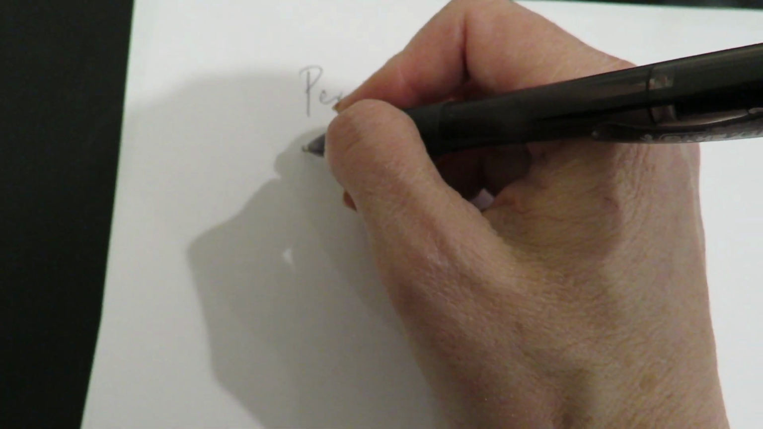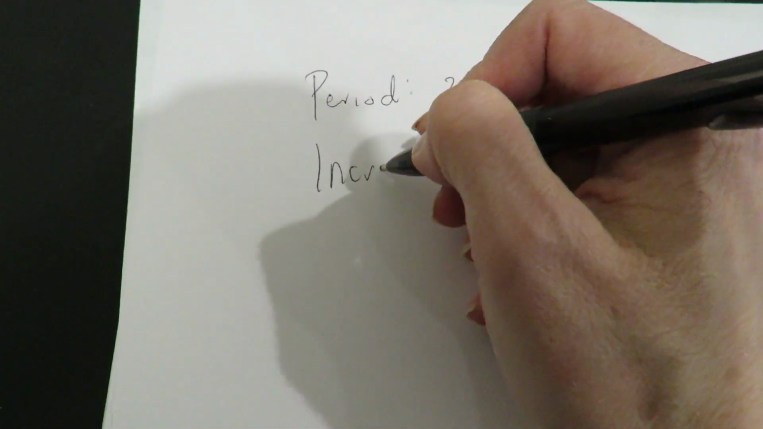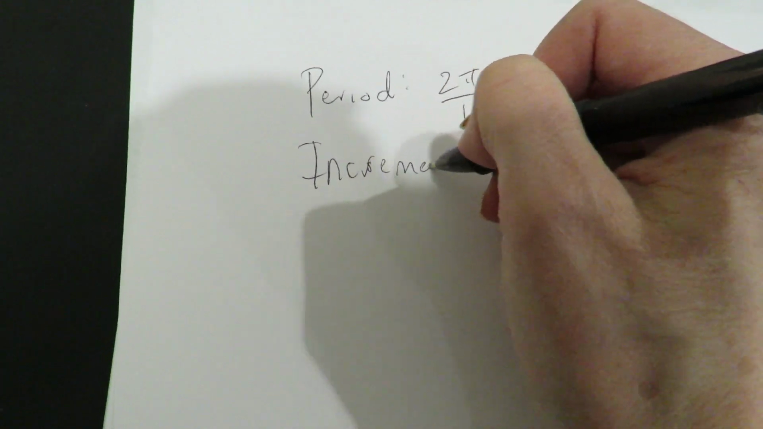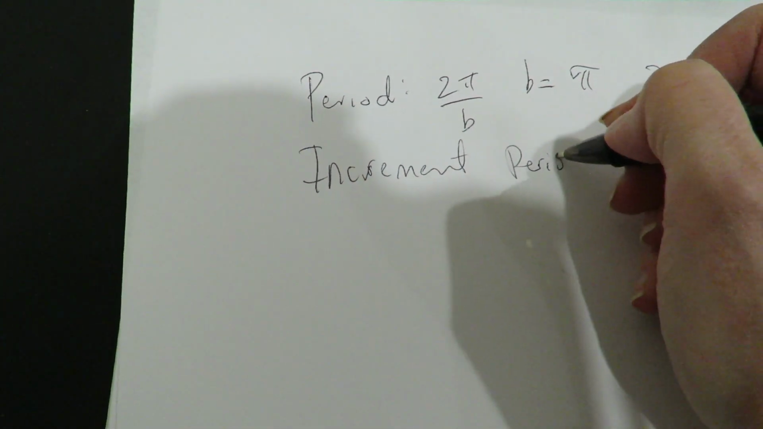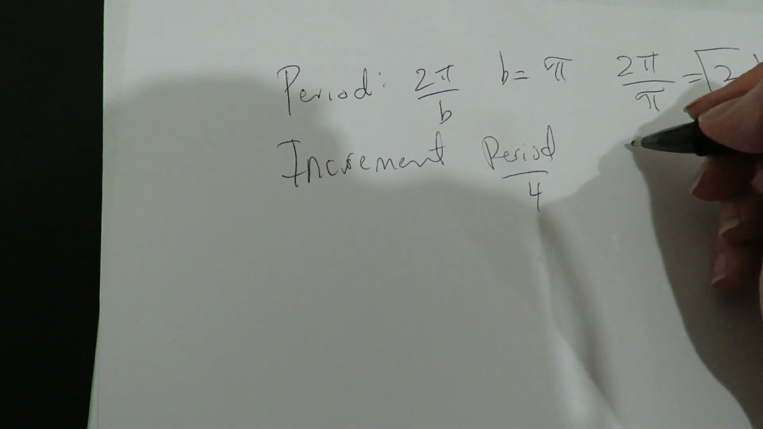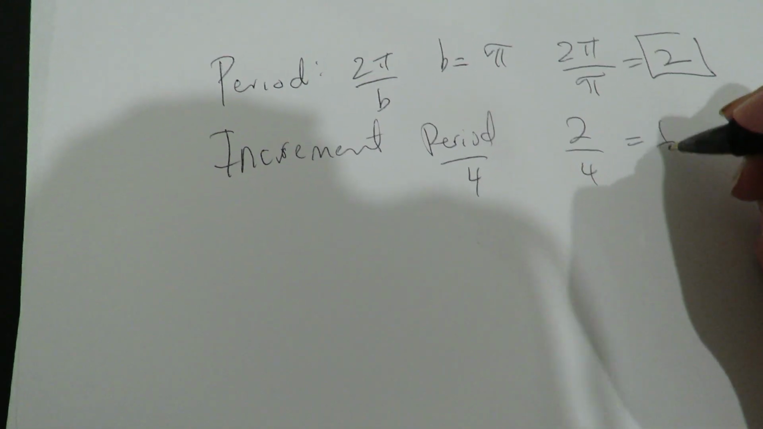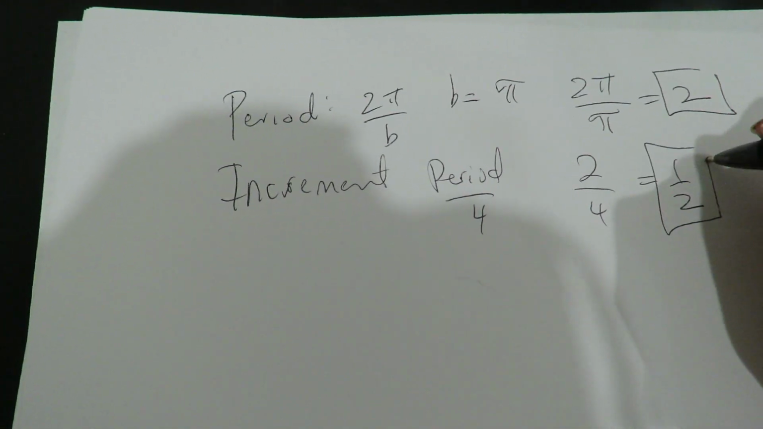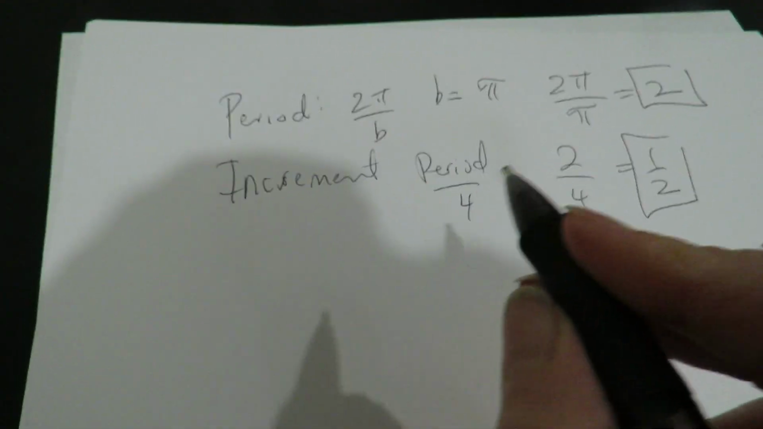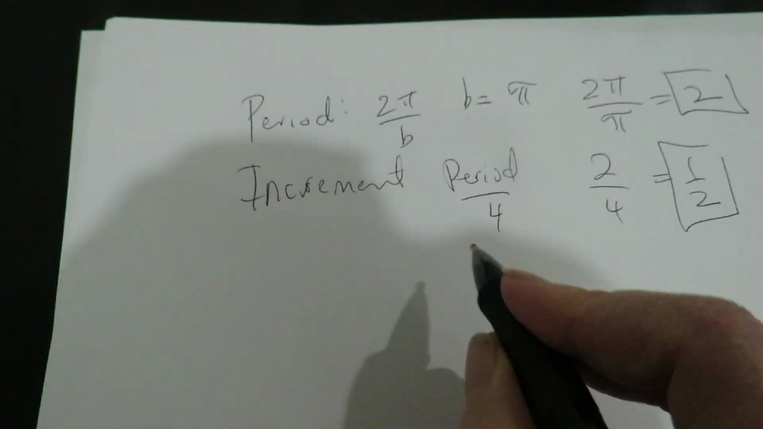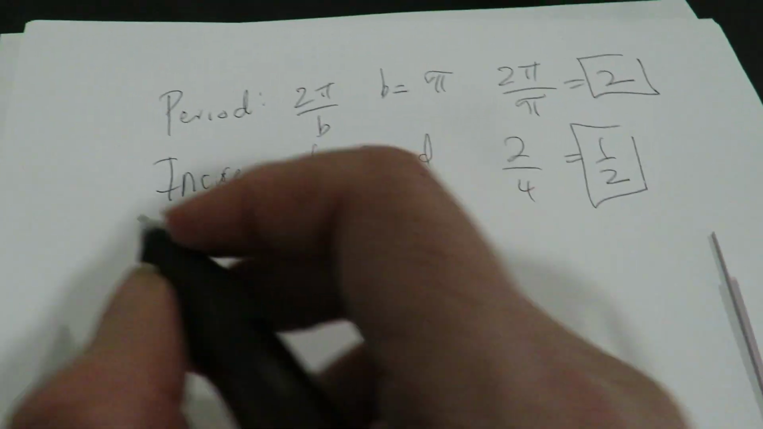All right, so now let's calculate the increment. Increment, that's always the period over 4. So it's 2 over 4, which reduces to a half. Okay, so that's the jump. That's the distance between the points. So it's a half, you jump a half, you jump a half, you jump a half.